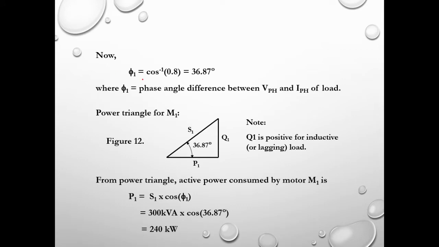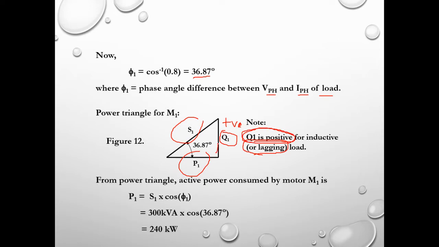Now theta 1 equal to arc cos 0.8, or in degrees 36.87 degree, where theta 1 is the phase angle between the phase voltage and phase current of the load. Again, the power triangle for M1. We do have S1, P1, and positive Q1. Why is it positive? We can clearly see from the lagging condition of the power factor. Once it is lagging, Q1 is positive. Lagging load, Q1 is positive.